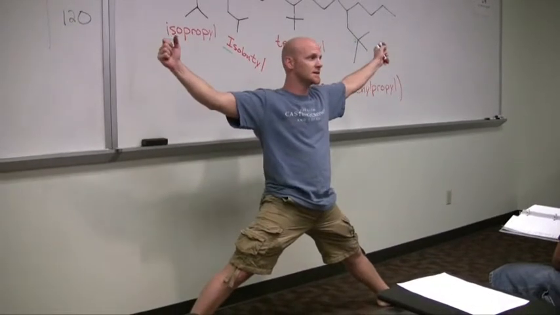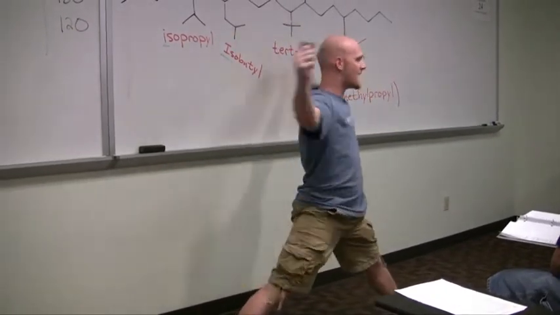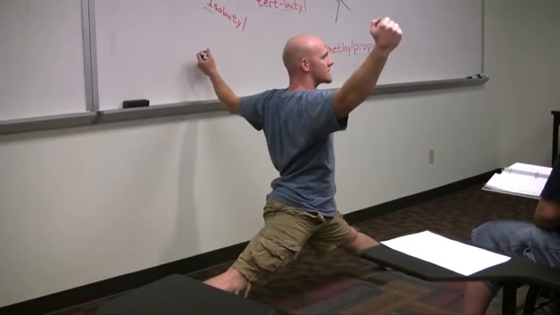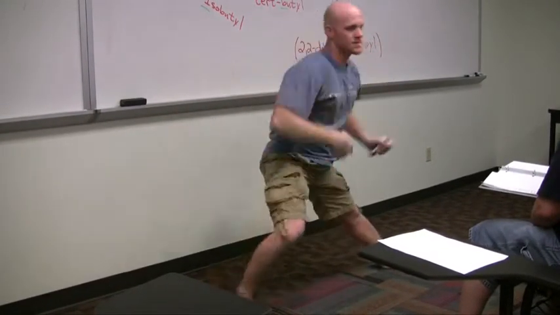What is it? 109.5. If we take and turn this axis here, we can stretch out just a little bit further to 109.5. What do we call that shape? Tetrahedral.